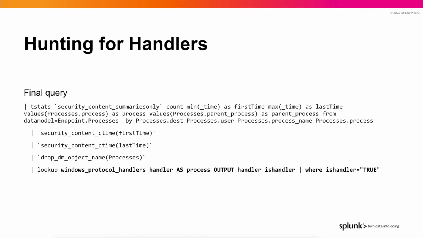So in my case, the query that we ship with security content is a tstats query. It does not call out any particular process name. However, you can filter it down to just cmd or PowerShell as the process name, or if you want to do parent process name. But the idea is at the end of this query, it's pulling up our lookup, which is Windows Protocol Handlers. It tells it to name that first column as process, and then output the handler and is_handler. And we're only looking for the ones that come up as true. So it's only going to fire on the ones that are actually protocol handlers.